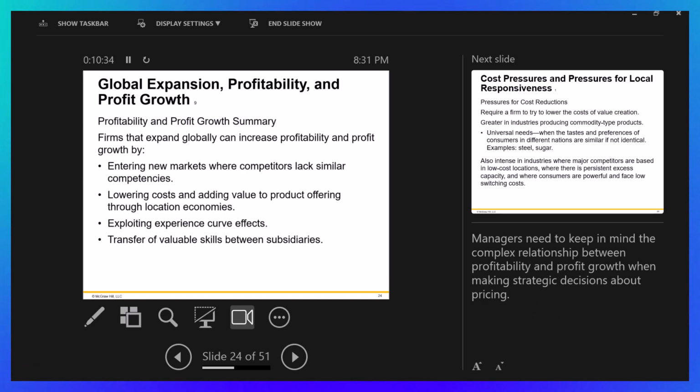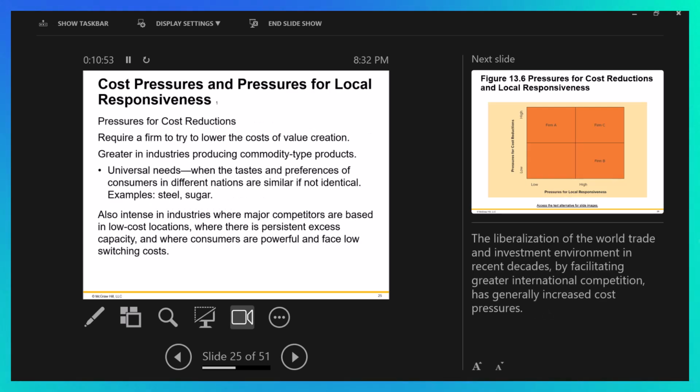Profitability and growth summary. Firms that expand globally can increase profitability and profit growth by entering new markets where competitors lack similar competencies, lowering costs and adding value to the product offering through location economies, and exploiting experience curve effects and the transfer of valuable skills between subsidiaries.